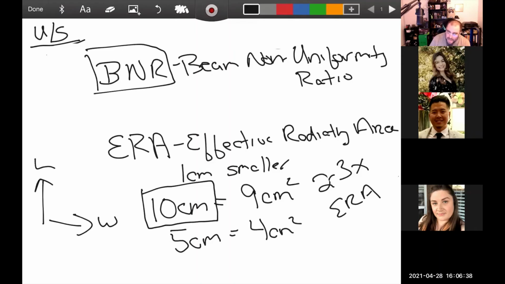Okay. So, Brooke had brought up how it radiates out into the surrounding tissue. That's this BNR. What do you think the ideal, the best BNR is? Because it's going to be a ratio, that means it's something to something. What's the best ratio? A 1-to-1 ratio, right?